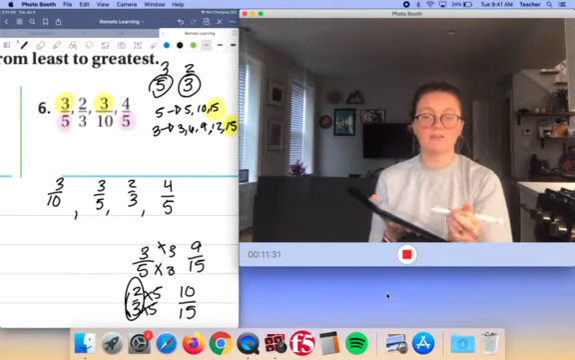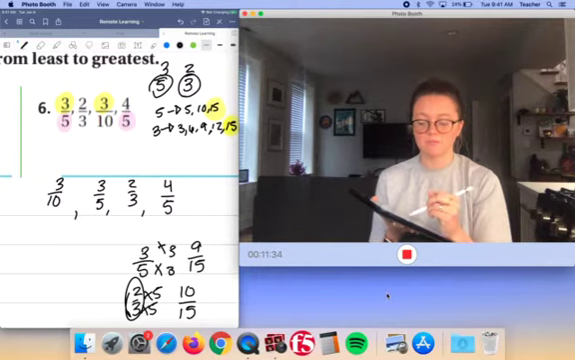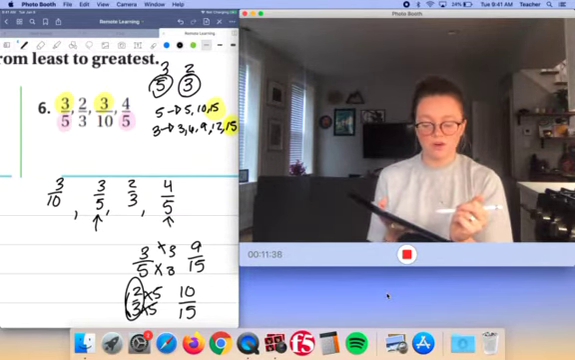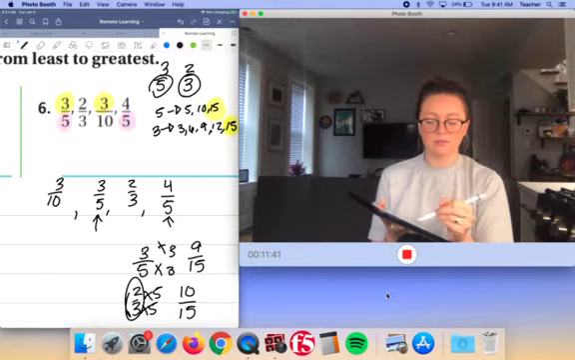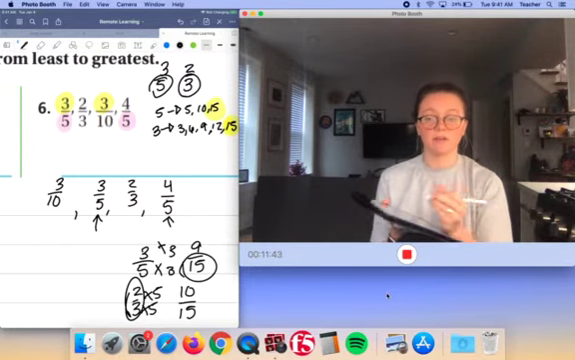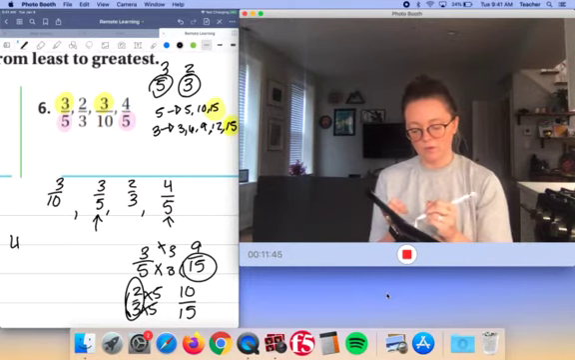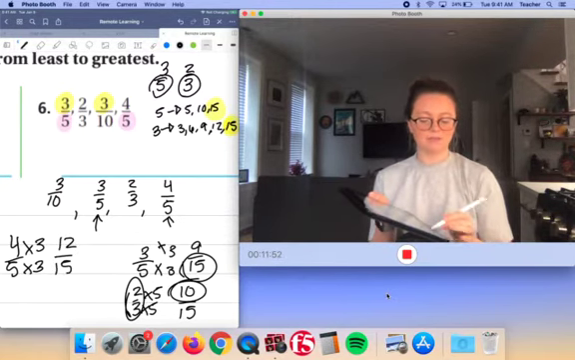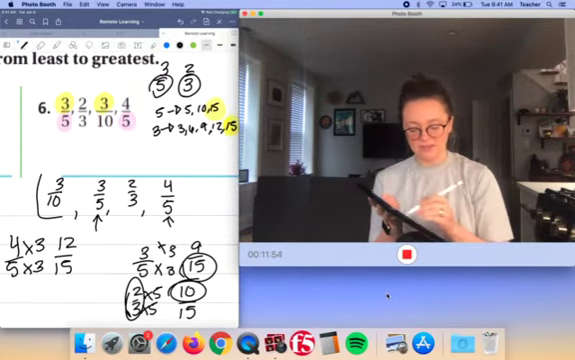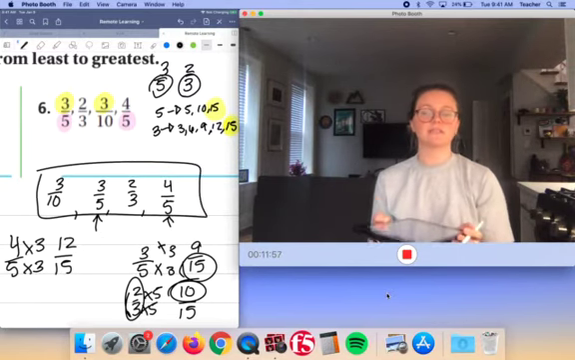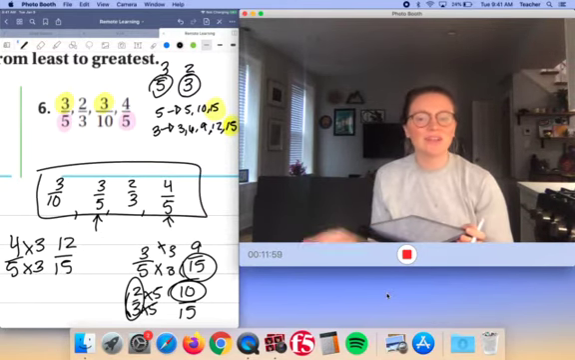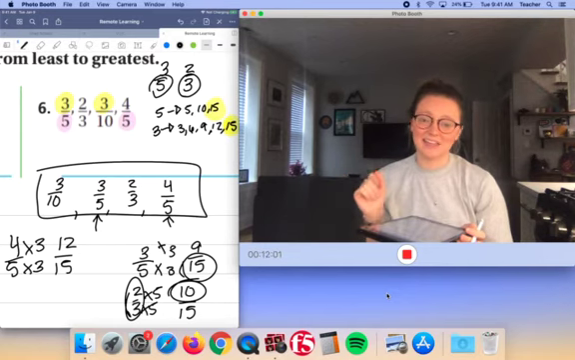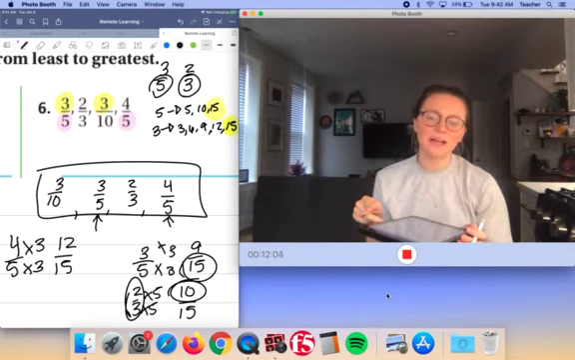But truly, I haven't compared it to 4/5 yet. I know it's bigger than this, but I don't know that it's smaller than this. So what I'm going to do is make 4/5 into one with a denominator of 15. 4/5 times 3 is 12 over 15. Is that bigger than 10? Yeah. So this is our order of fractions: 3/10, 3/5, 2/3, 4/5.